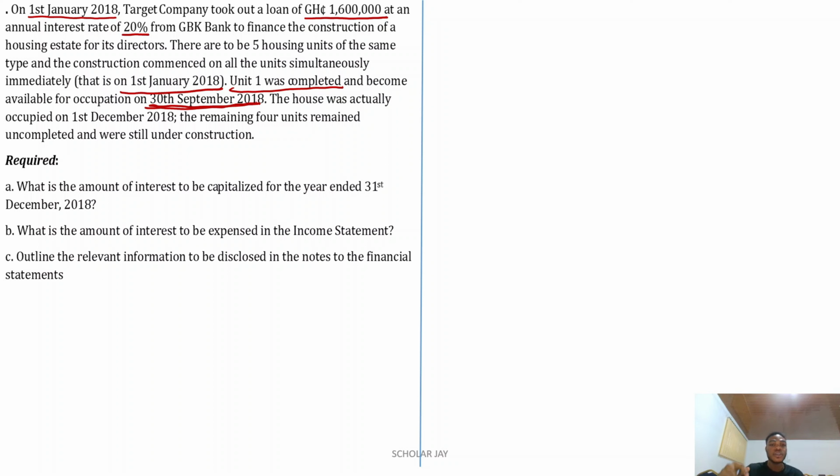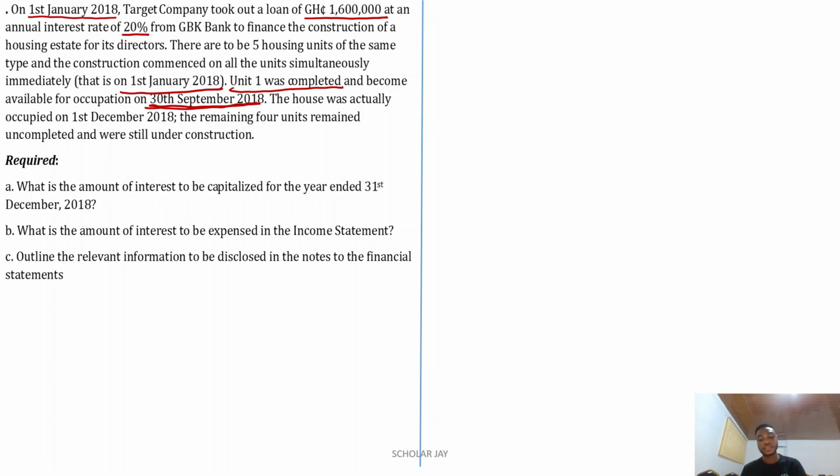The house was actually occupied on 1st December 2018. So what I mentioned, that we did not care when it was occupied. The remaining 4 units remained uncompleted and were still under construction. So what it means is that if those units remained uncompleted and are still in construction, for the whole year, from January to December, we don't know when they finish constructing. Is that not it? So from 1st January to 31st December 2018, all that borrowing cost that we incur, we have to capitalize it as part of the cost of the asset. Are you getting the picture?